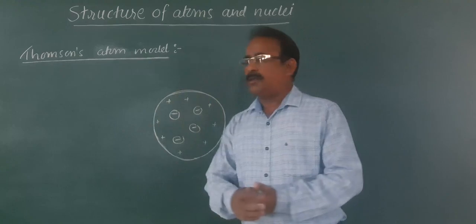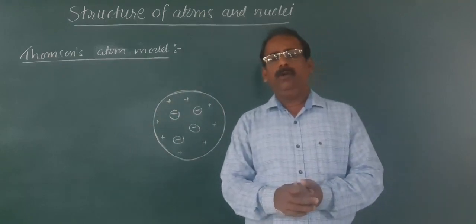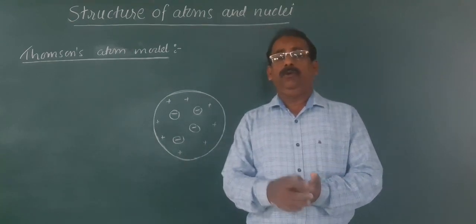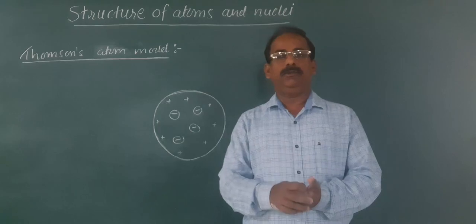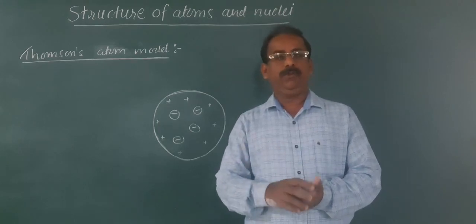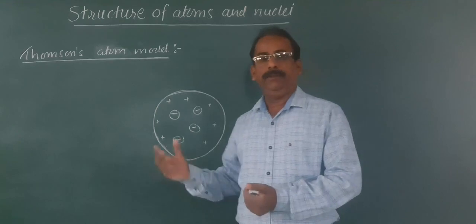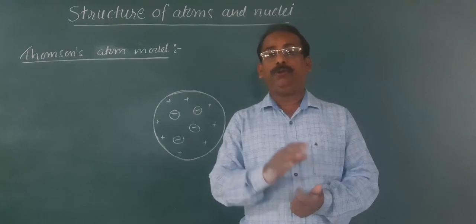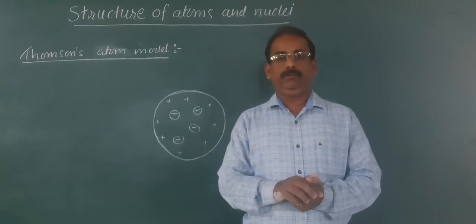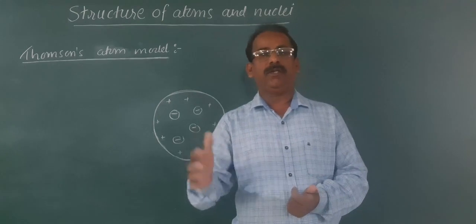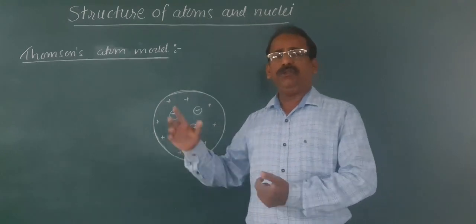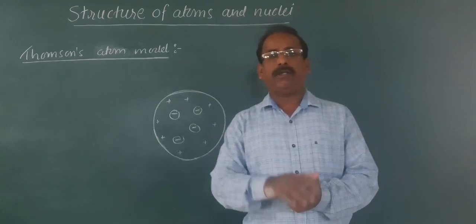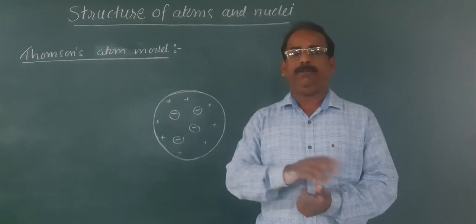This Thomson's atom model can explain the formation of ions, the ionization process. But this model is unable to explain the hydrogen spectrum, which we are going to study in this chapter. Also, this model is unable to explain the scattering of alpha particles from thin metal foil.